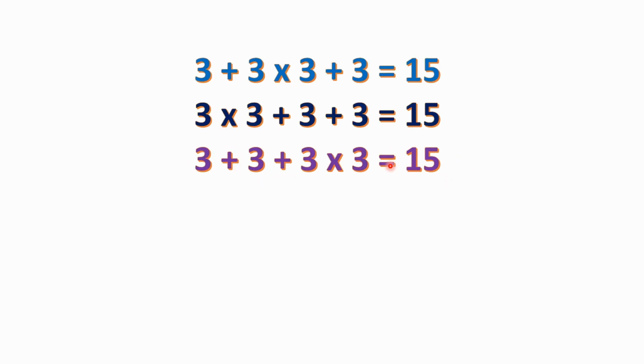And the other thing to keep in mind is it doesn't matter where the multiplication is. It could be in the middle, it could be in the front, it could be here at the end. These three equations are all the same. They all equal 15. And why is that? It's because multiplication has priority.